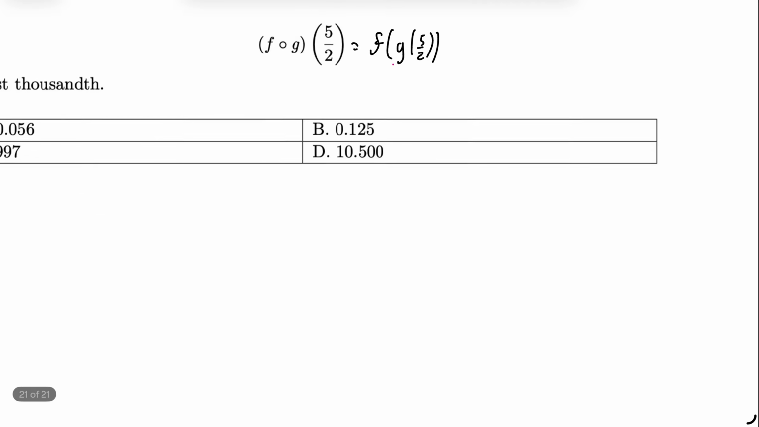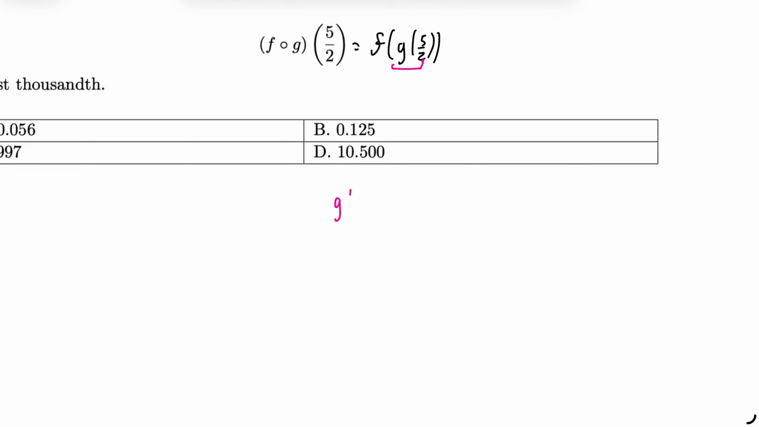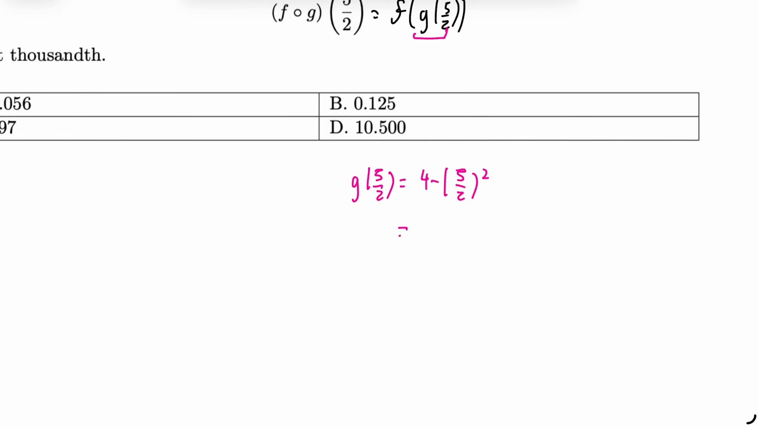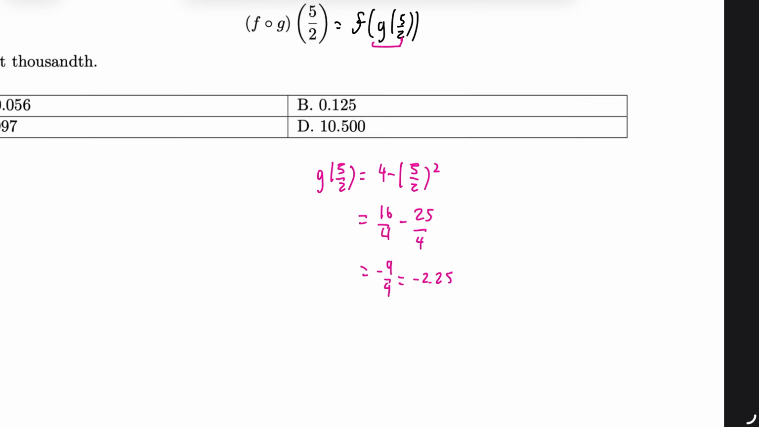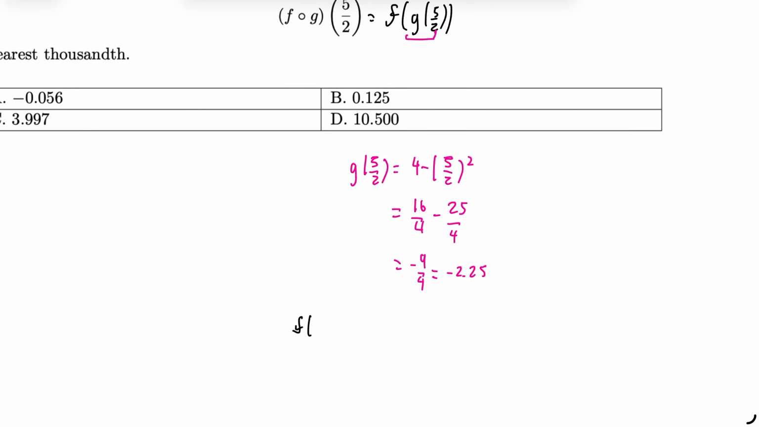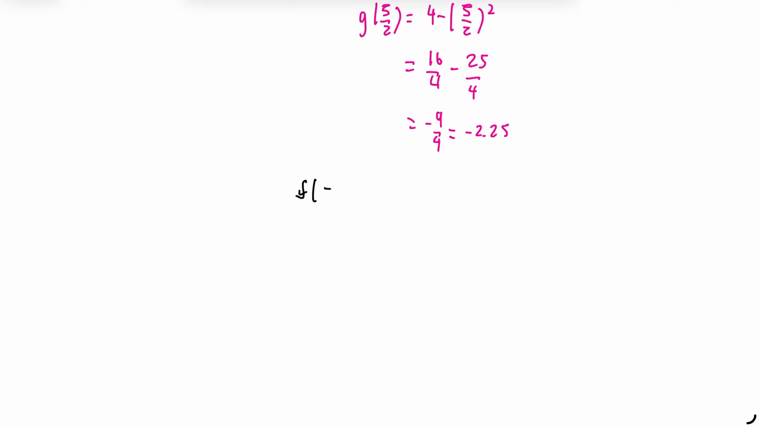So for this part, we have g of 5 over 2 is equal to 4 minus (5 over 2) squared. This is the same thing as 16 over 4 minus 25 over 4. So we get negative 9 over 4, and this is equal to negative 2.25. Now, if we take this and substitute it back into function f, we're going to evaluate f of negative 2.25.